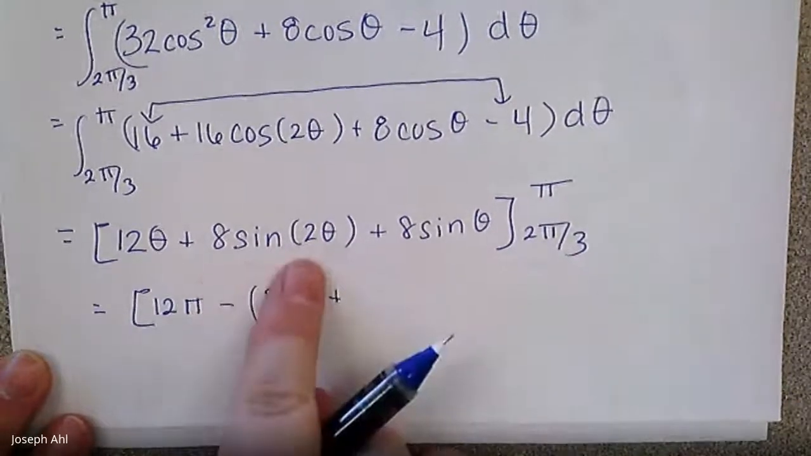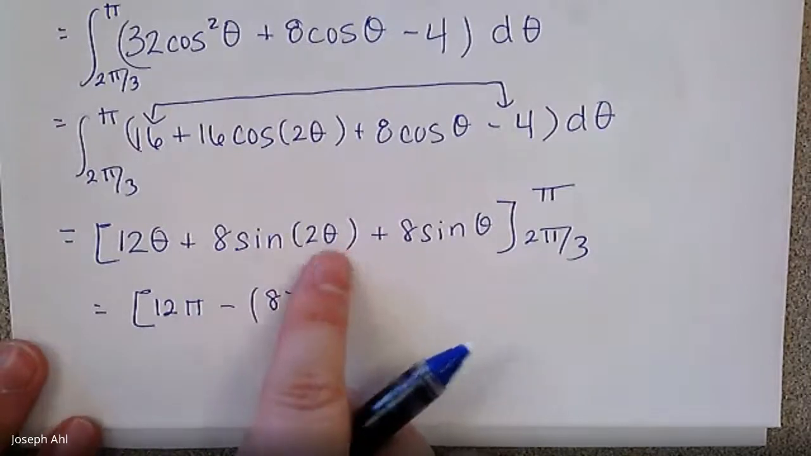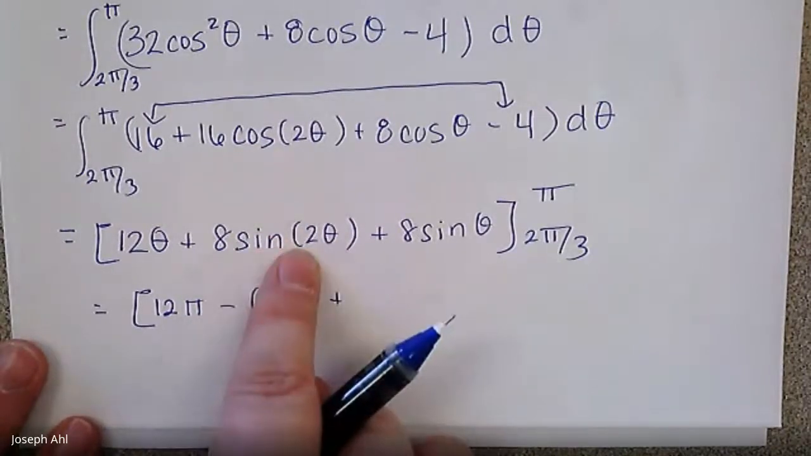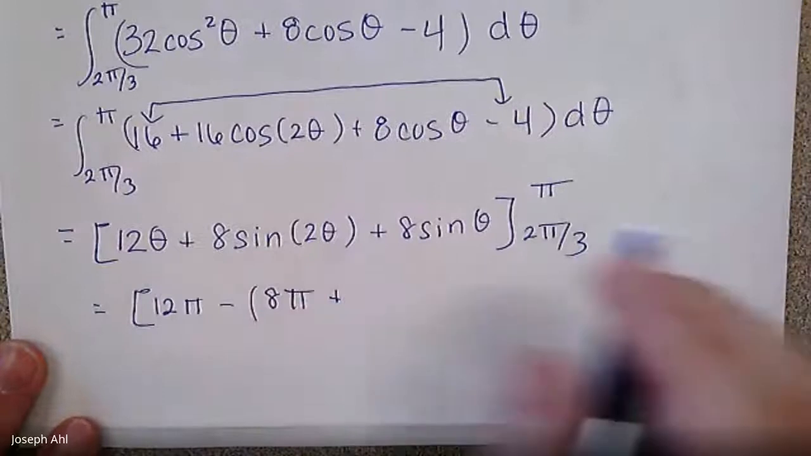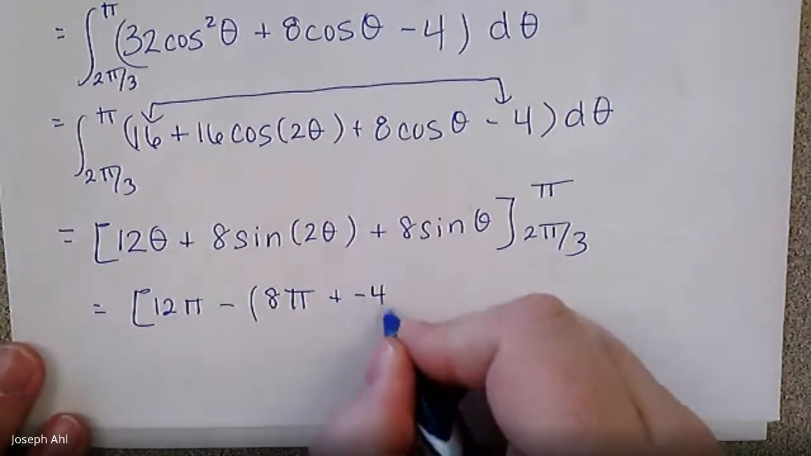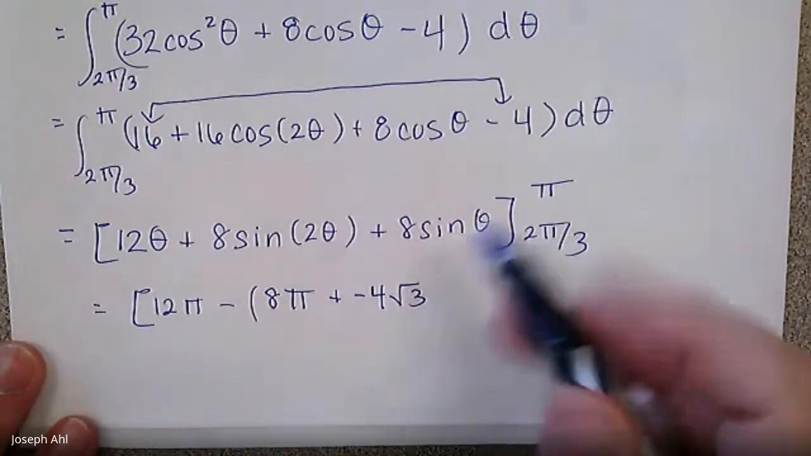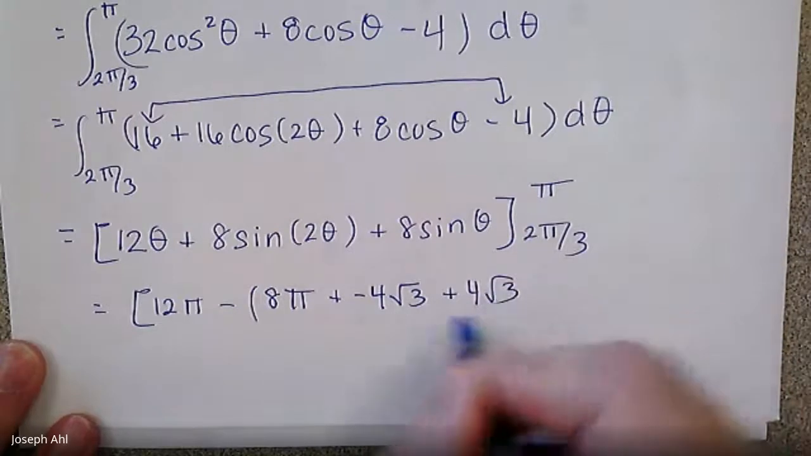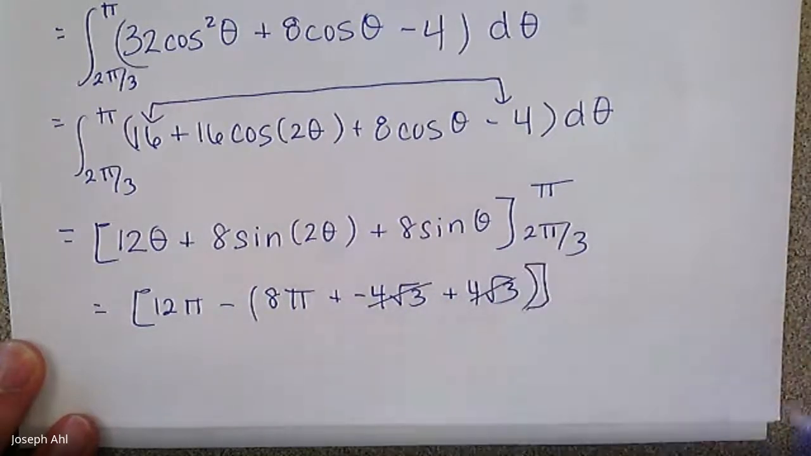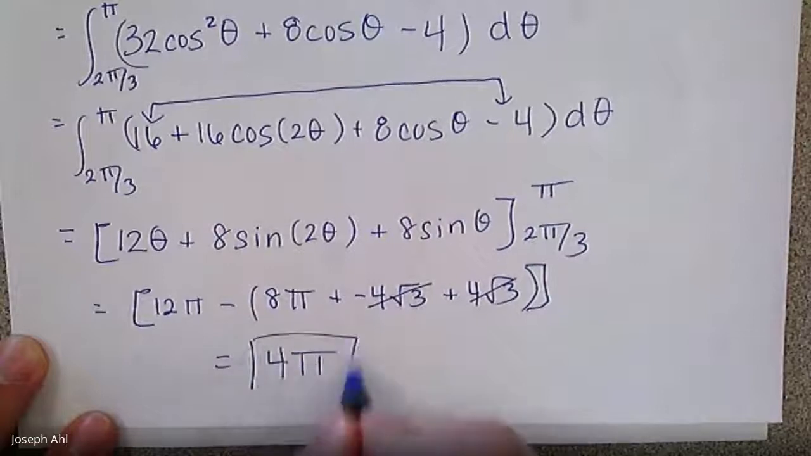Plus 8 sine of 4 pi over 3. So sine of 4 pi over 3 is negative radical 3 over 2. Times 8 is going to be a negative 4 radical 3. And then sine of 2 pi over 3 is going to be radical 3 over 2. So then it becomes plus 4 radical 3 there. Those wind up canceling pretty nicely to give you 12 pi minus 8 pi for a total area of 4 pi.